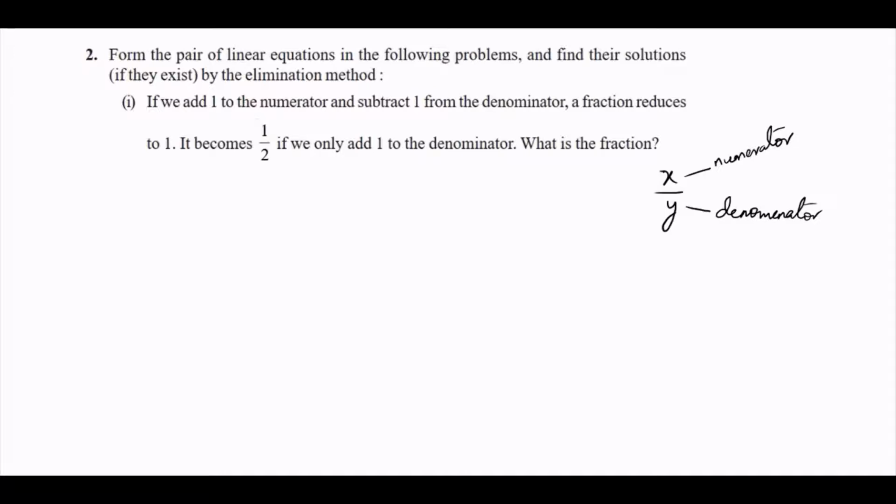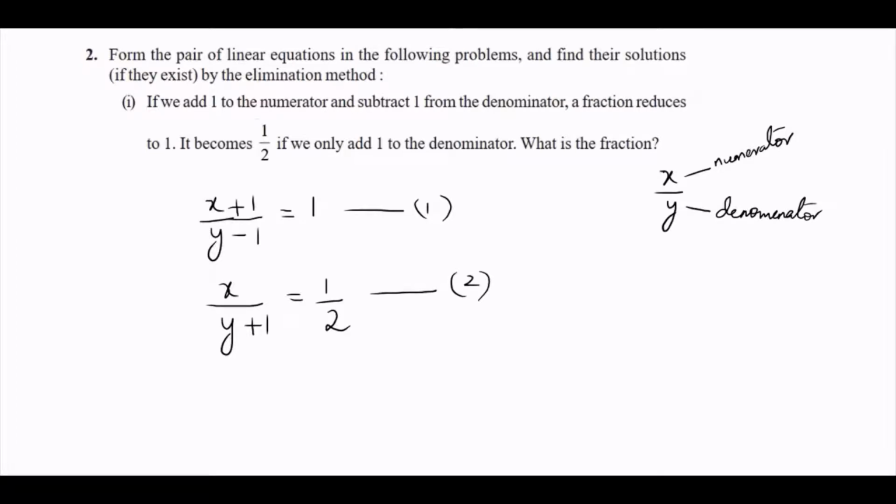Now in the question it is said, if we add 1 to the numerator and subtract 1 from the denominator, a fraction reduces to 1. So let's take the fraction and add 1 to the numerator and subtract 1 from the denominator. So the fraction reduces to 1. That is the first equation. And in the second part it is said, it becomes half if we only add 1 to the denominator. So the numerator will remain the same, that is x by y plus 1 is equal to half, 1 by 2. That is given. So this is the second equation.